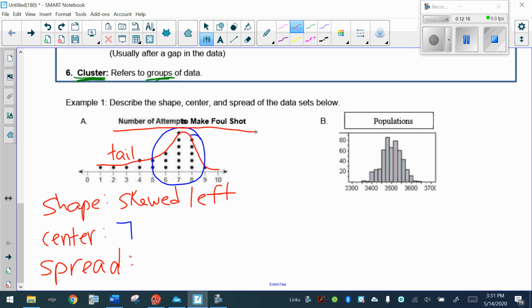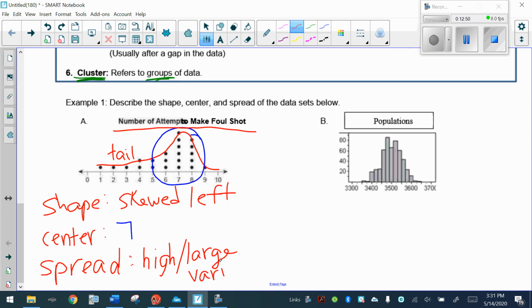If we were all sitting there and practicing, would we think all those kids are roughly about the same in terms of their ability to shoot that foul shot? Or would we say there's a lot of variability between their ability to do it, right? A lot of kids are taking 6, 7, and 8. Then you got these couple kids who do it on the first try. So I would say that this is a high or a large variability.